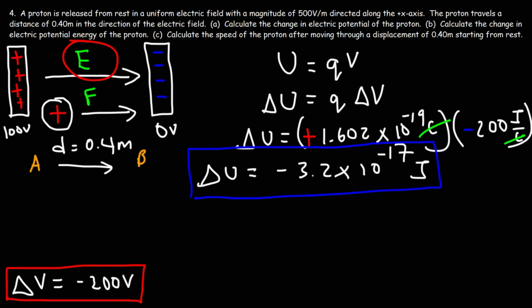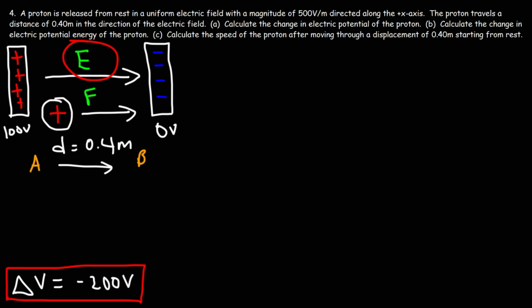Now let's move on to part C. Calculate the speed of the proton after moving through a displacement of 0.4 meters starting from rest. So how can we do this? Well, first, let's make more space.